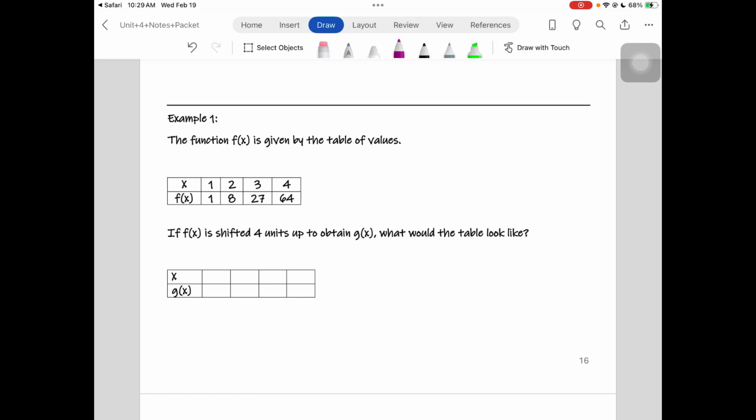Here this is in table form. So if this is f of x, and we know that f of x is shifted 4 to obtain g of x, we're going to have to add 4 to all of our f of x values, which are here. All right, so your x values don't change, but your f of x values are going to add 4 each time. So we started with 1, we're going to add 4 to get 5. We started with 2, we add 4 to get 6. We started with, I'm sorry, no, backtrack. We started with 8 that time, which will give you 12.